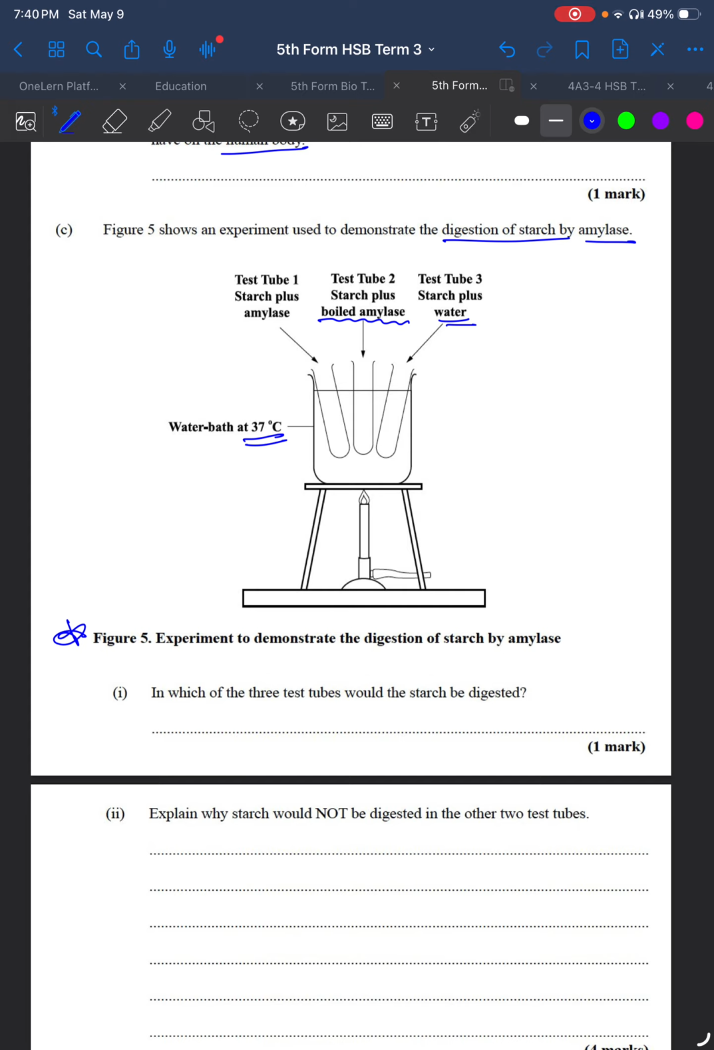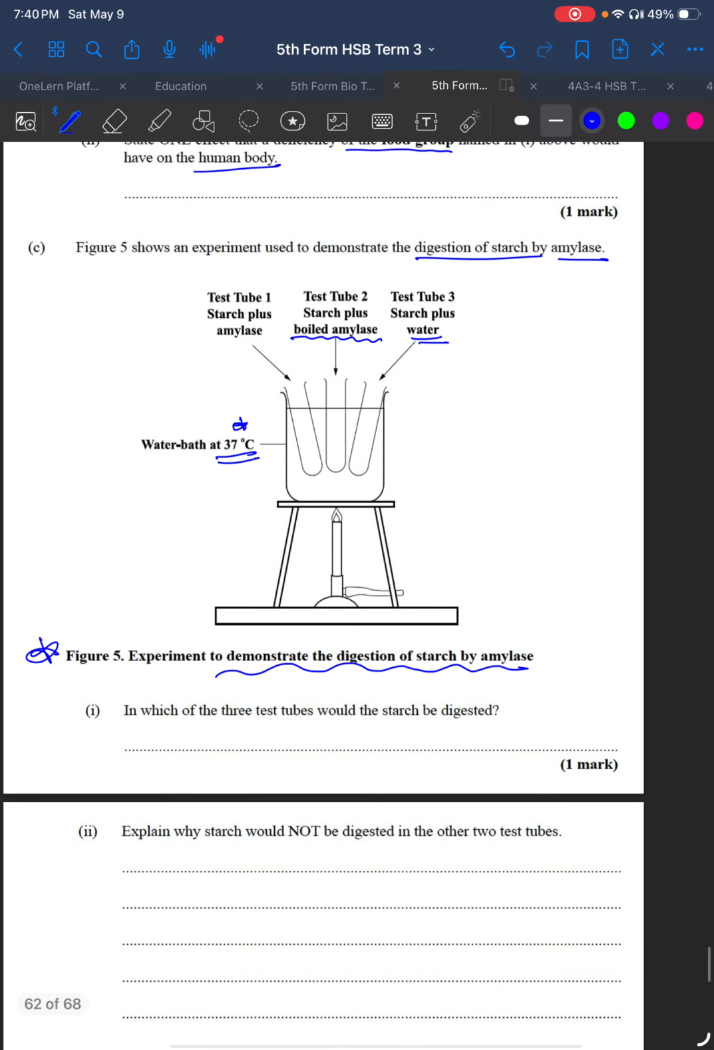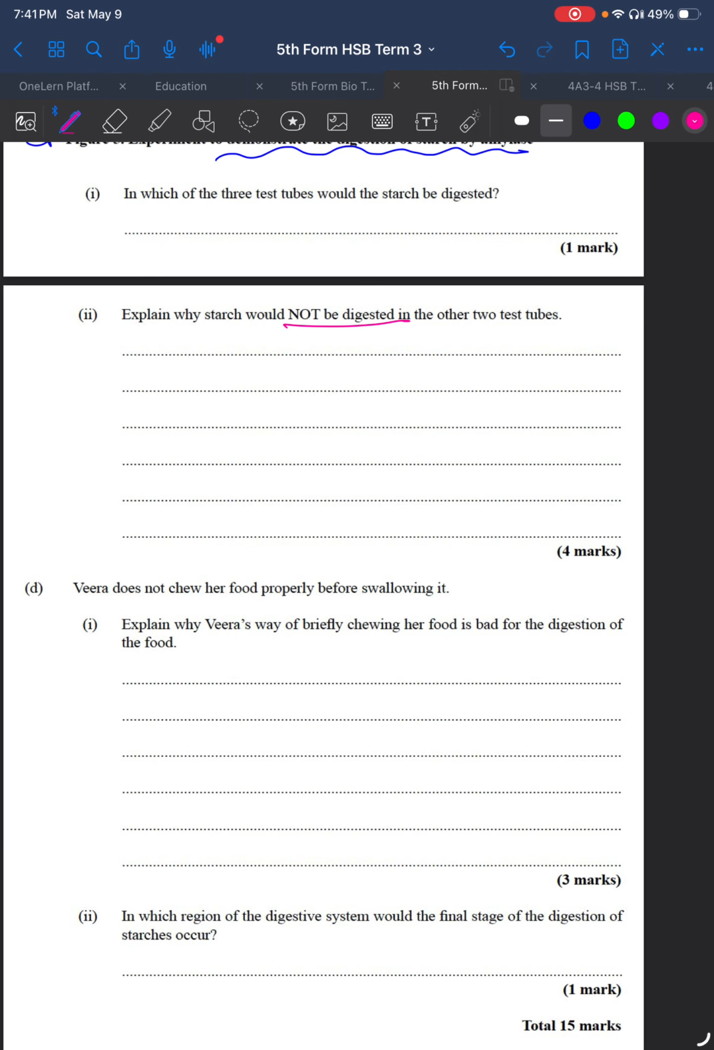Which of them is going to have starch breaking down? And it's at 37 degrees. It's constant. That's about body temperature, right? And it's an experiment to demonstrate the digestion of starch. So in which of the 3 test tubes would the starch be digested? Well, definitely not in the boiled. We just spoke about denaturing, so no, it's no longer going to fit. Definitely test tube 1.